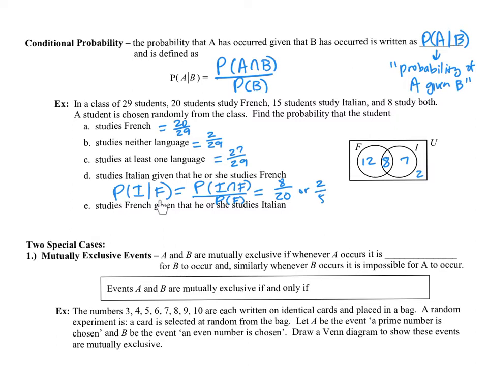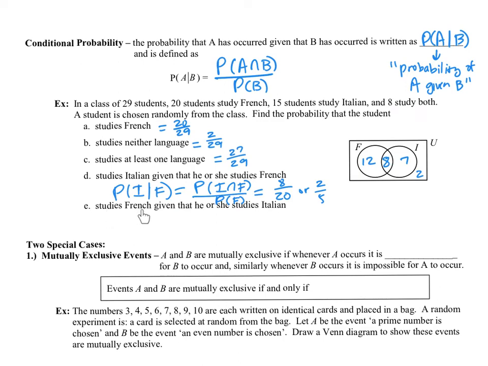Okay, so here we worked it out with the theory, but you don't always have to write this out. The Venn diagram will show you that. The probability that they study Italian, given that they study French, well, you're only going to consider these 20 students that study French, and then given they study French, how many study Italian? That would be the 8 out of that 20.